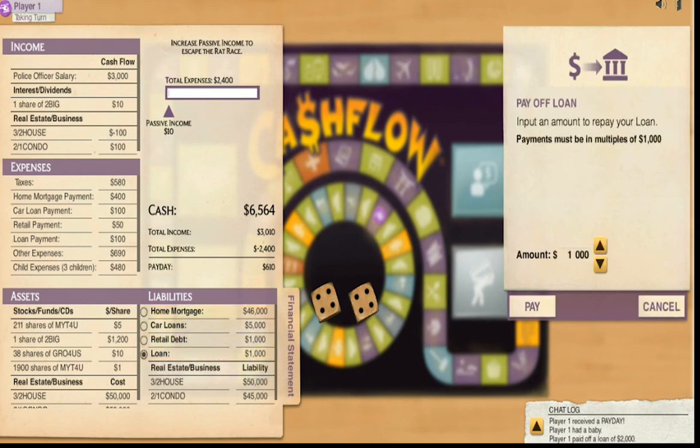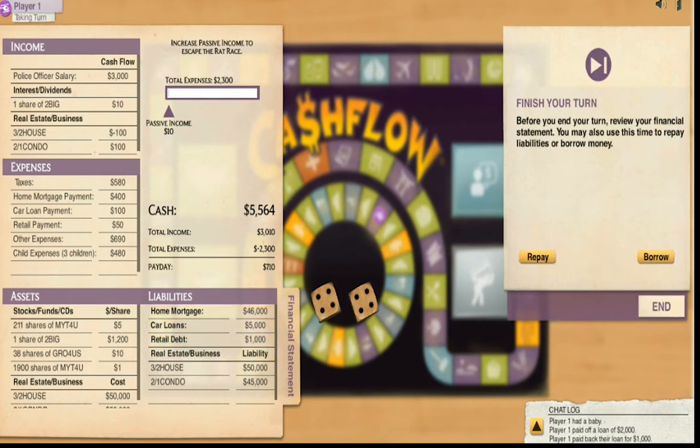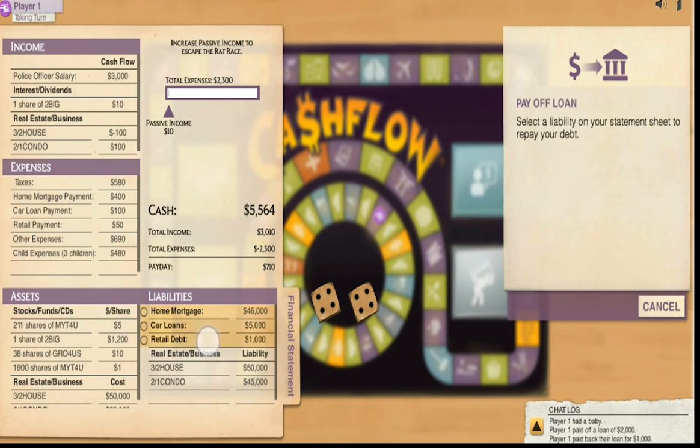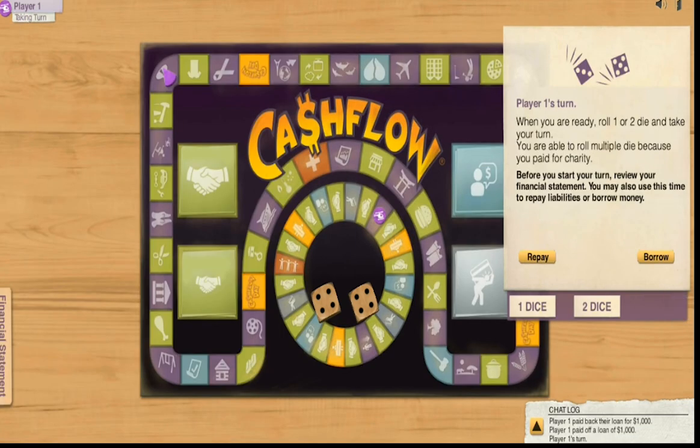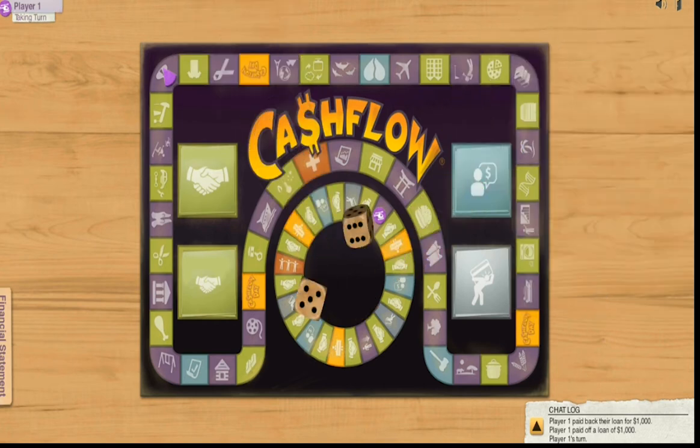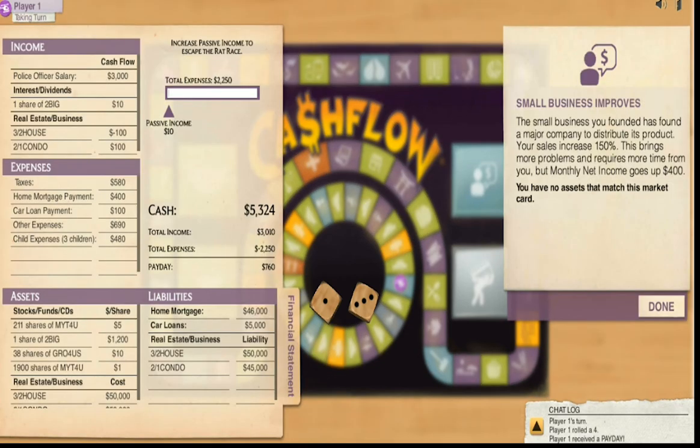I will pay it. Okay, I think no more. We can pay, for example, retail. This one, pay. I like to close any liabilities I have. Just take it as a rule of life also. Okay.